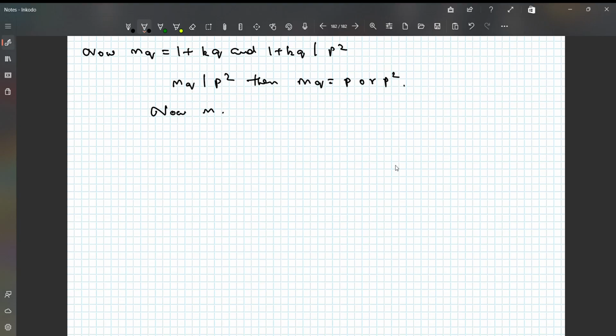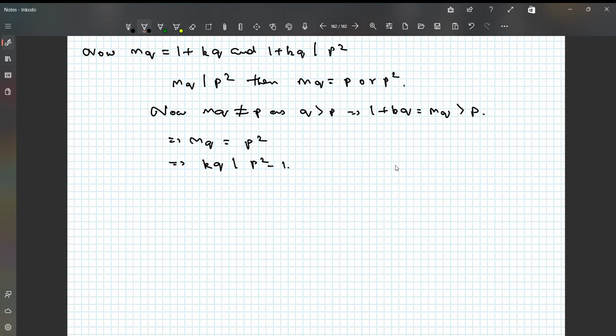Now, NQ cannot be equal to P, as Q is greater than P, which obviously implies 1 plus KQ, which is equal to NQ, is also greater than P. So this is obviously not the case. Therefore, NQ must be equal to P squared. But if NQ equals P squared, that means KQ must divide P squared minus 1, right? Because if NQ equals P squared, then 1 plus KQ equals P squared.